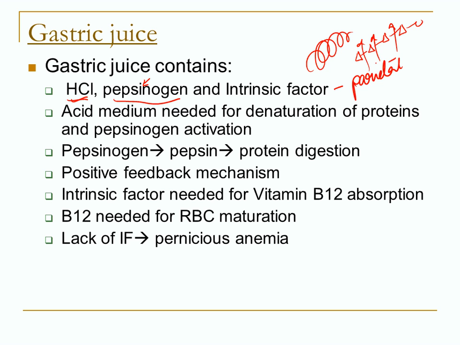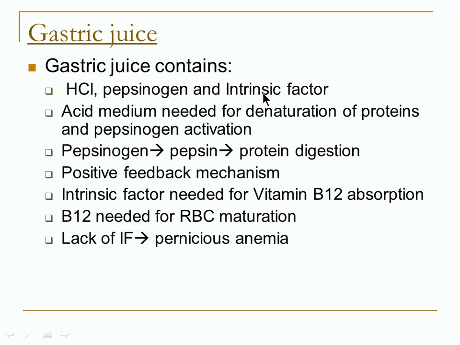Plus pepsinogen also needs to get activated. And when pepsinogen is activated, it becomes pepsin. The moment pepsin is produced, it actually is a positive feedback mechanism. The presence of pepsin causes pepsinogen to be converted into pepsin. So it kind of becomes a positive feedback loop. And that brings about protein digestion.